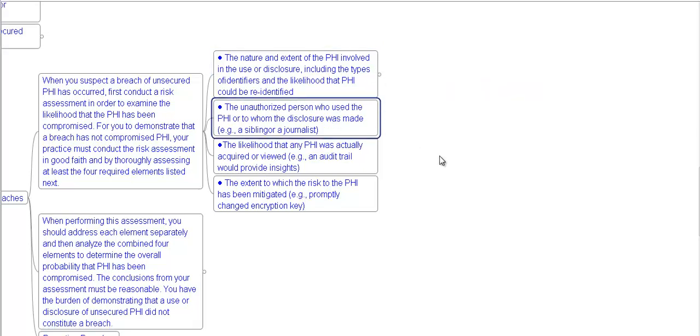The unauthorized person who used the PHI or to whom the disclosure was made, for example, journalist, civilian. The likelihood that any PHI was actually acquired or viewed, for example, an audit trail would provide insight. The extent to which the risk to the PHI has been mitigated, for example, promptly change encryption key.